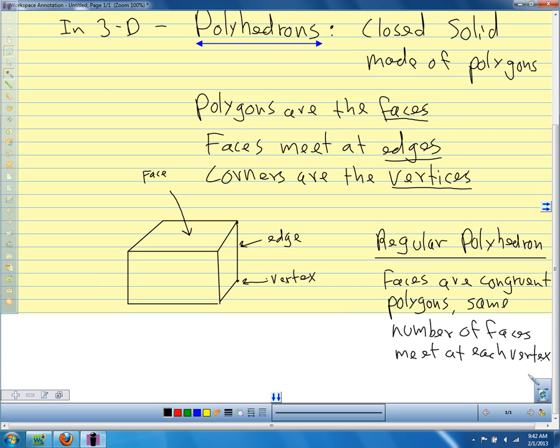So any questions about polyhedrons? And we'll talk more about different kinds of polyhedrons as we go into the chapter a little more. All right.